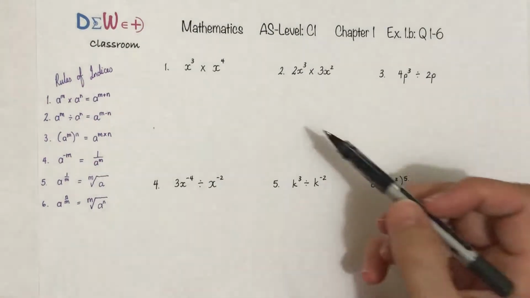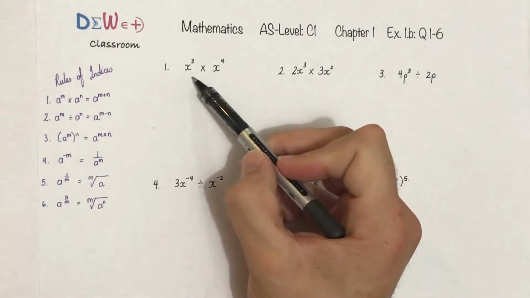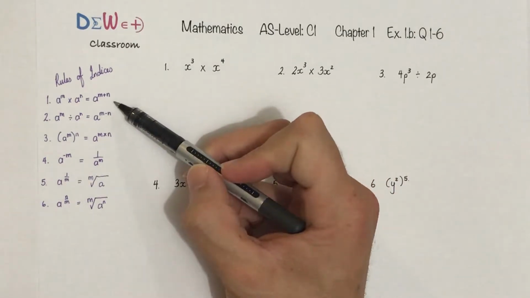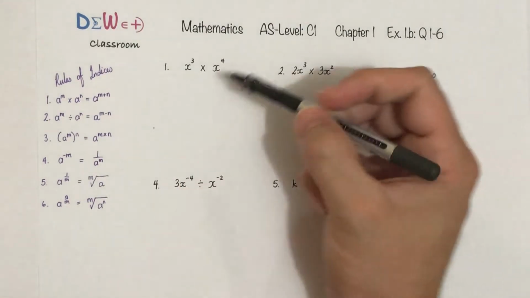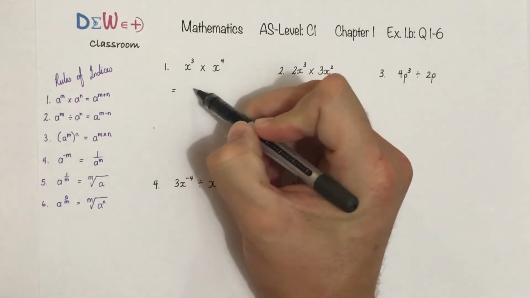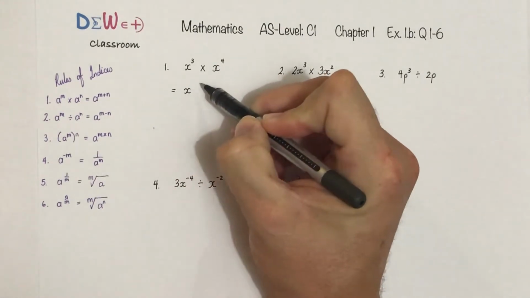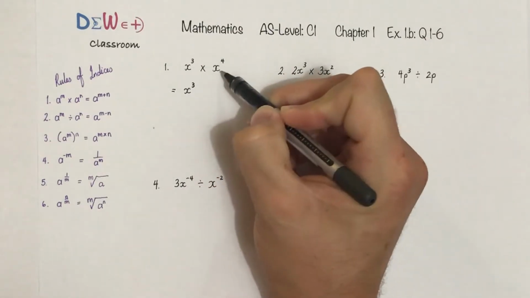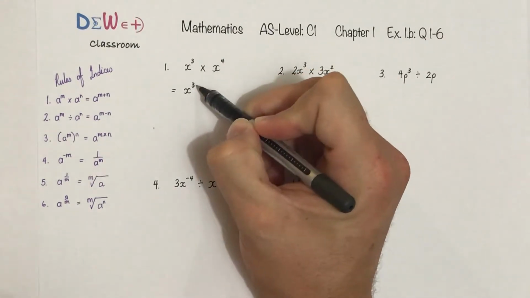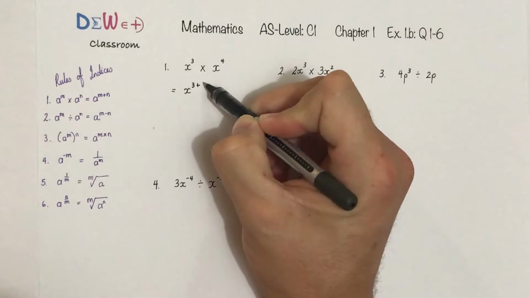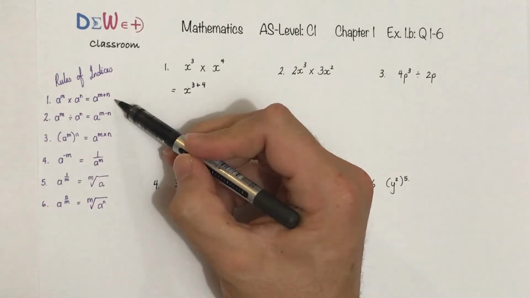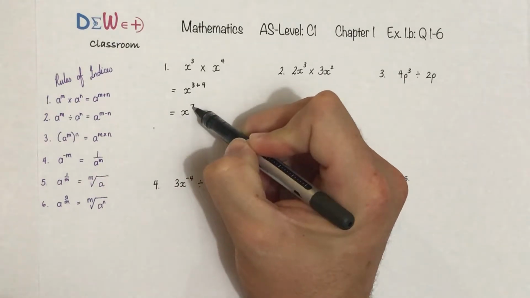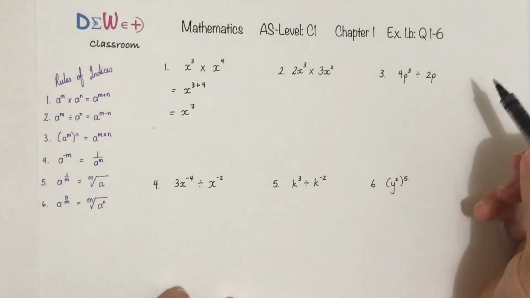So question number 1, they have x cubed multiplied by x to the power of 4, and this is the application of rule number 1. So it is really simple. You have the same base x, and thus the indices 3 multiplied by the x to the power of 4 means that you will simply add the indices as rule number 1, and that gives you x to the power 7. Very simple, very straightforward.